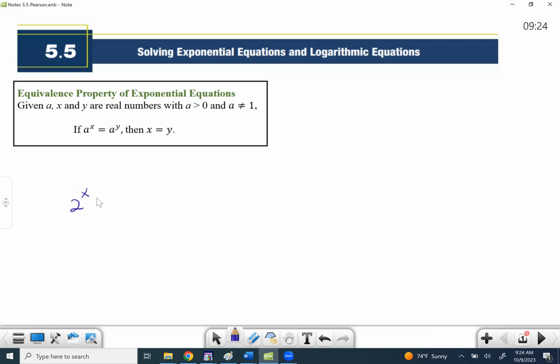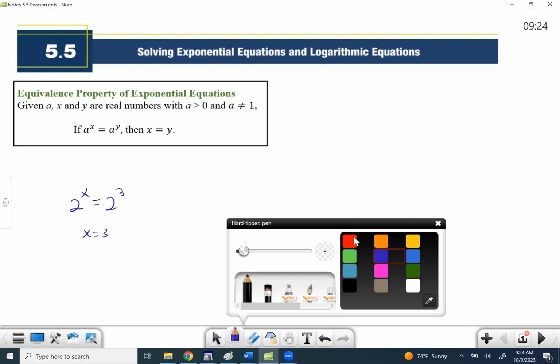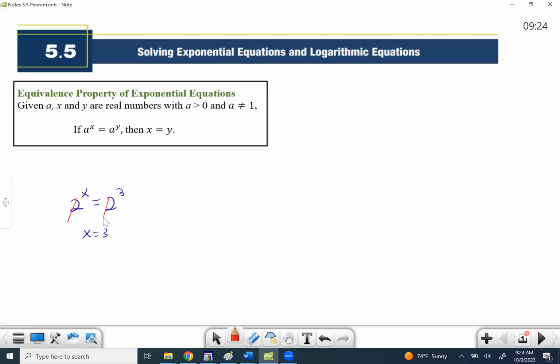Let's say you have something like this set up. The only way that these two expressions are going to equal each other is if the x is 3. And that's basically what this is saying. As long as the bases are the same, then you just set the exponents equal to each other. You can think, okay, who cares about the 2's? We know those are equal. So now let's make the exponents equal.